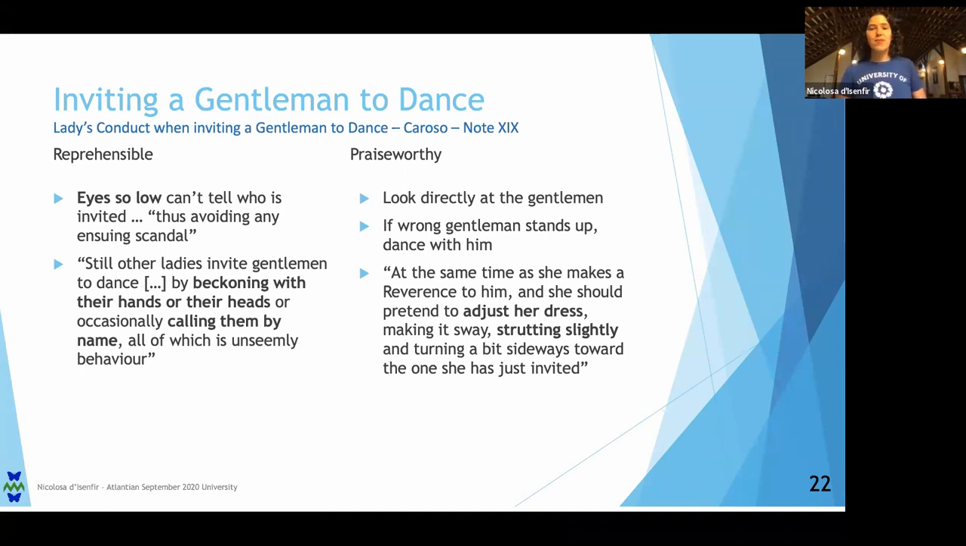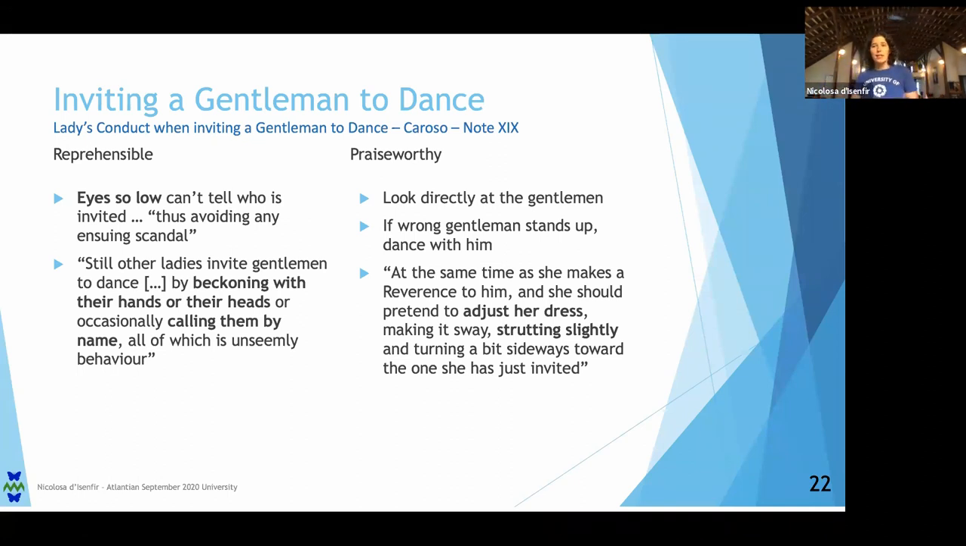Instead, if you would like to not cause a stir and be quite the scandal, when you approach the line of gentlemen who are seated, you look directly at the gentleman who you would like to dance. Now, if you got this wrong, or the gentleman got it wrong, and perhaps the gentleman in the second row of seats stands up to dance with you, well, it would be quite a scandal to refuse him. And thus, you should go ahead and dance with whichever gentleman stood up and accepted your invitation.